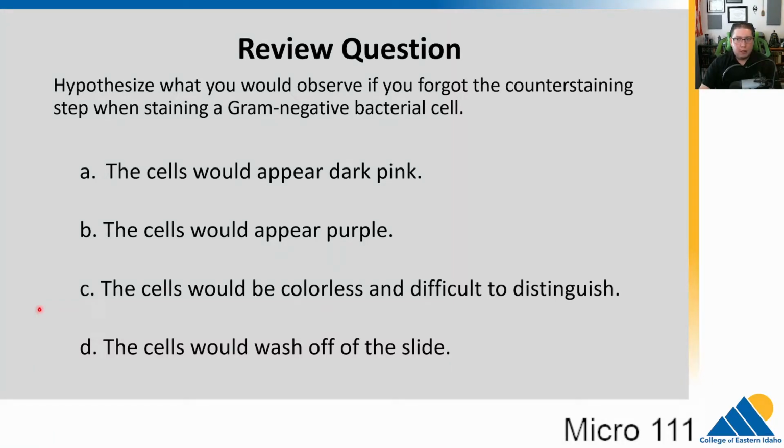Okay, before we get into 3.5, let's do some review. Hypothesize what you would observe if you forgot the counterstaining step when looking at a gram-negative bacterial cell. The cells would appear dark pink, the cells would appear purple, the cells would be colorless and difficult to distinguish, the cells would wash off the slide.